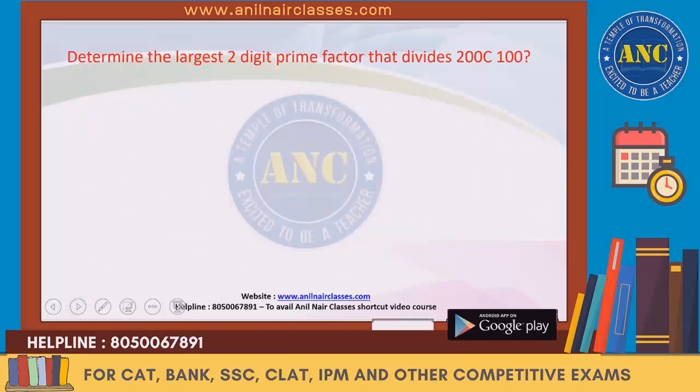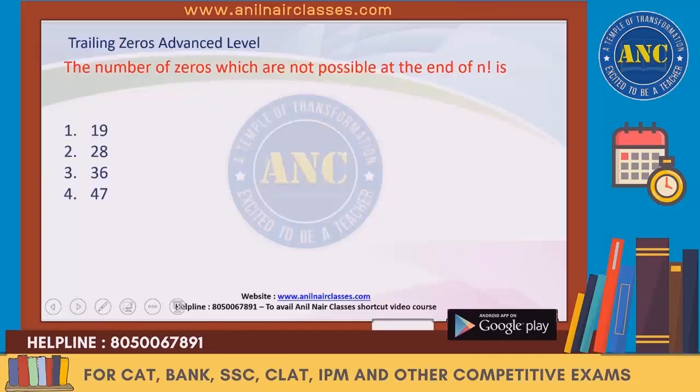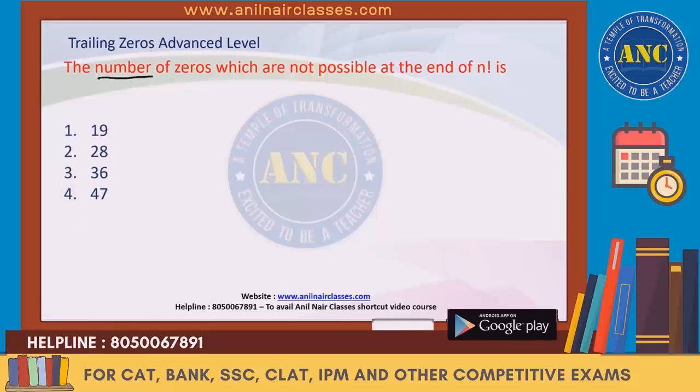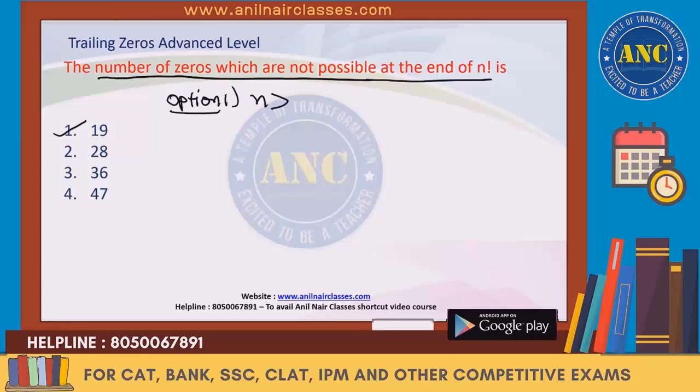Now please solve these questions. Then slowly we will use the same model which we discussed: the number of zeros which are not possible at the end. Do it with one example and you will understand. Take option 1, n is greater than 4x, n greater than 76. The next multiple of 5 is 80. 5 16s are 80, 5 3s are 15. 19 is possible.